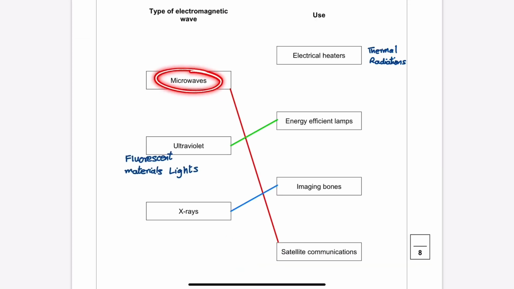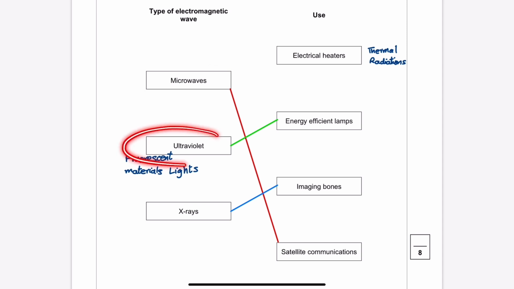The microwaves are used for communication. Therefore, the option is given here for the satellite communication because satellites are present outside the earth. Therefore, we are using microwaves because they can pass through the earth atmosphere to the satellites in the space. Therefore, microwaves are used for satellite communication.